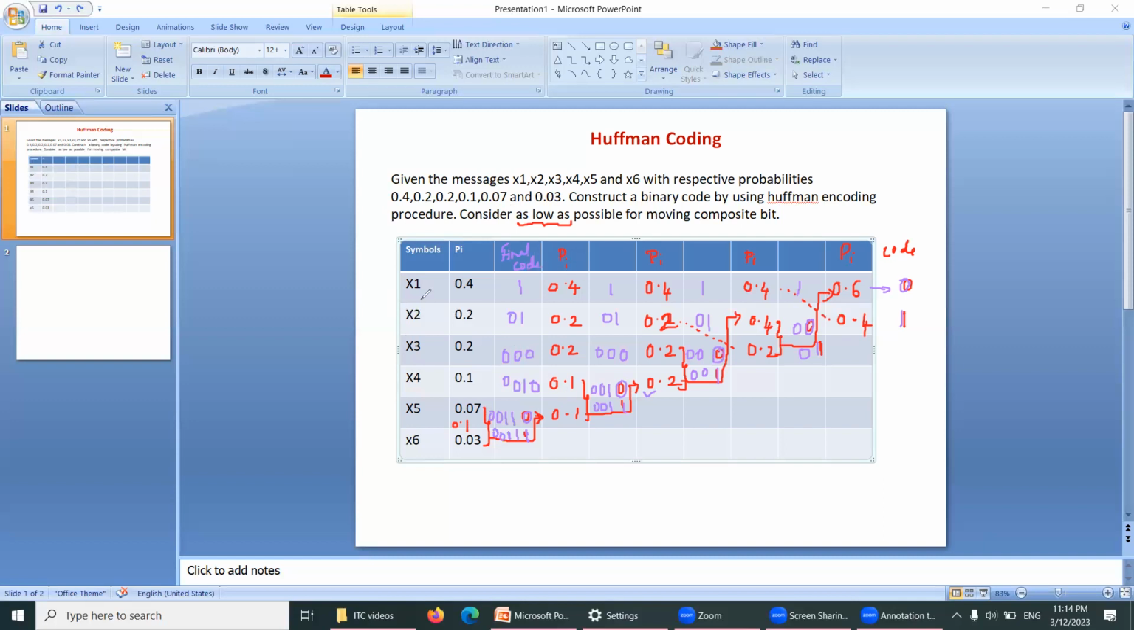So x1 with probability 0.4 has the code 1, so the length of this code is 1. x2 has the probability 0.2 and the code 0, 1, so its length is 2. This is the final code. The next lengths are 3, 4, and 5, and the last two have length 5.